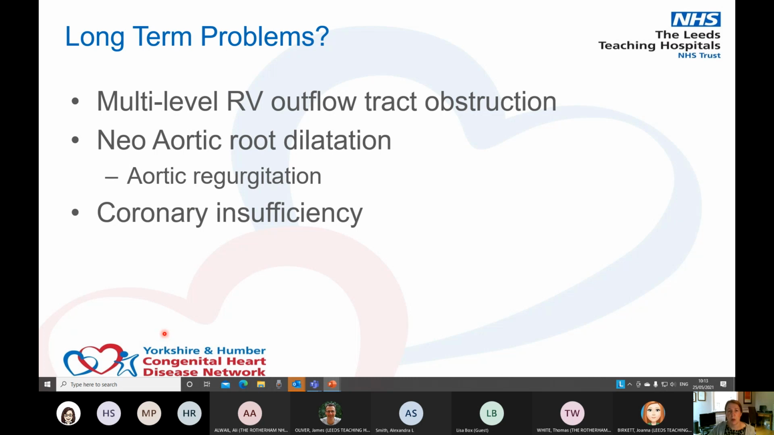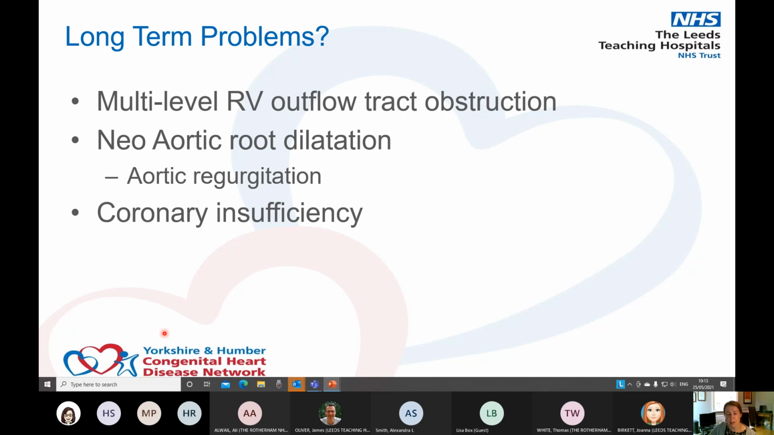So are there any long-term problems with the arterial switch? Well, there are, and there are certain things that we do see and that we are on the lookout for, which are common enough that we do keep all the patients under regular lifetime follow-up. So the things that we see are multi-level right ventricular outflow tract obstruction. We see neo-aortic root dilatation and resultant neo-aortic regurgitation.